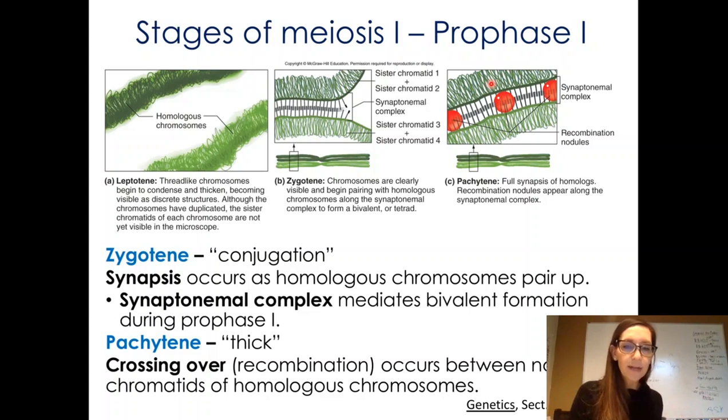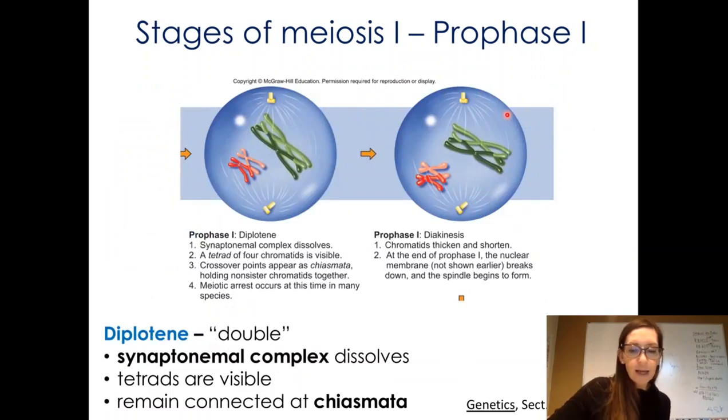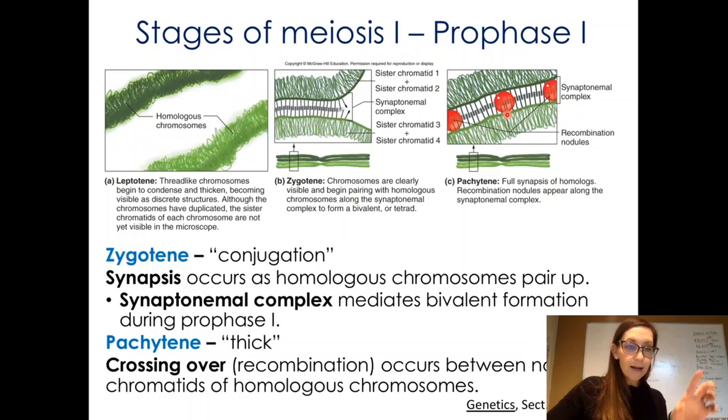That crossing over event forms a physical attachment between these two, because the synaptonemal complex won't be there the whole time. This dissolves in later prophase, but the crossover will be a link that will hold the two homologous chromosomes together in later stages. Okay, so we had zygotene, the pairing. Pachytene is when crossing over happens to hold these together.